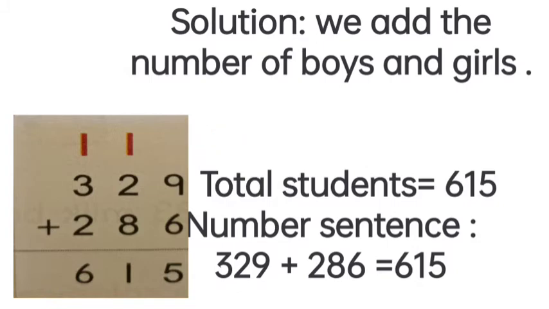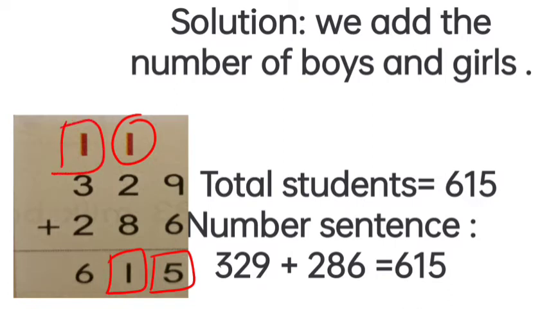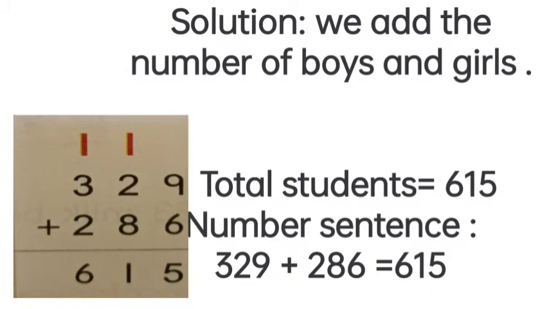First add the ones column. We get 15, so 5 and 1 will carry to the tens column. Then add 1 plus 2 plus 8, which is 11. Then write 1 in the tens column and carry 1 to the 100 column. Then add 1 plus 3 plus 2, which is 6. So our sum is 615. So the total number of students is 615.